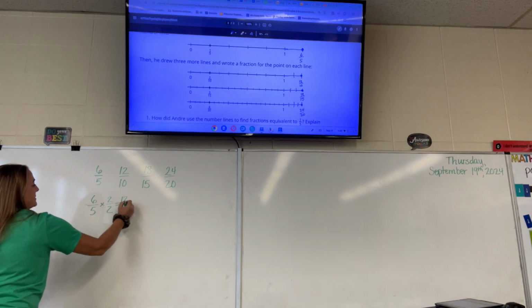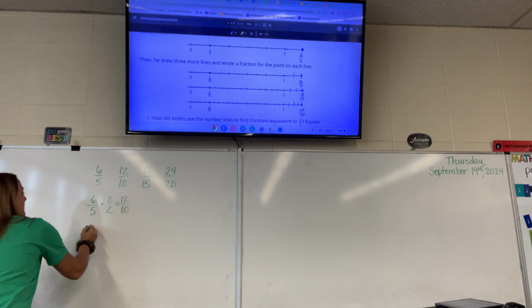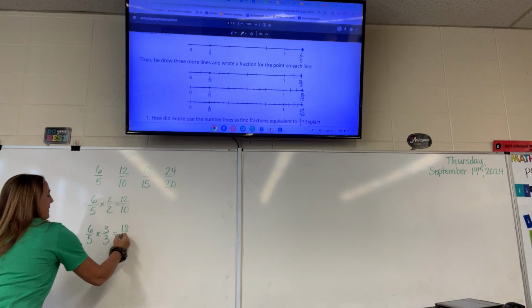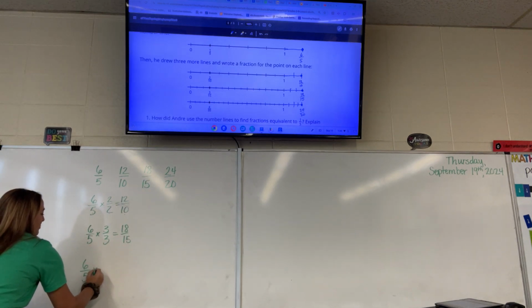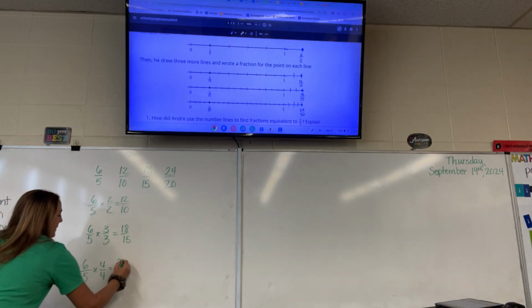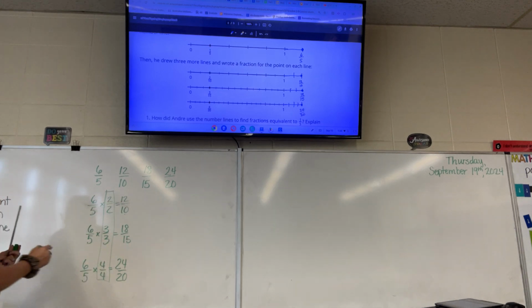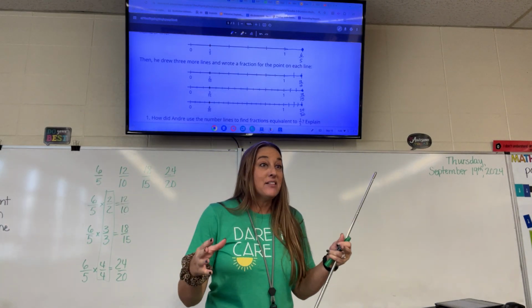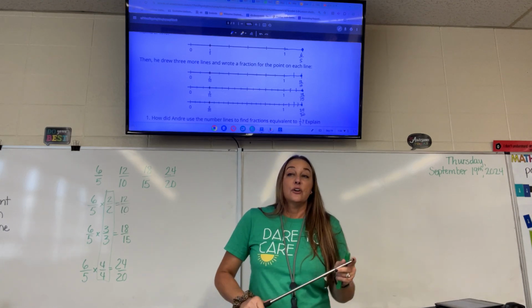We already know that 6 times 2 is 12, 5 times 2 is 10, right? Watch this. If we start with 6/5 and we multiply by 3, we get 18 fifteenths. If we do 6/5 multiplied by 4/4, we get 24 twentieths. This right here is another way to see if fractions are equivalent. If you do the same exact thing to the bottom and to the top, as in multiply by 2 and 2, then those fractions are equivalent.